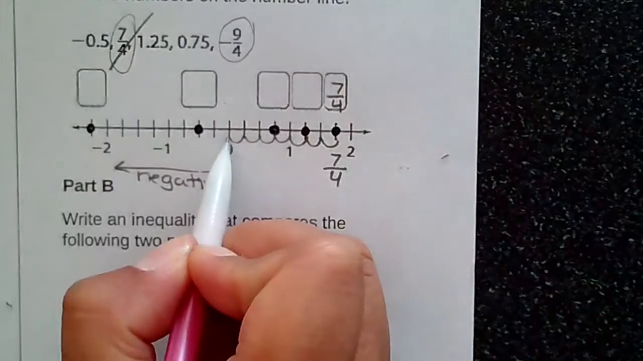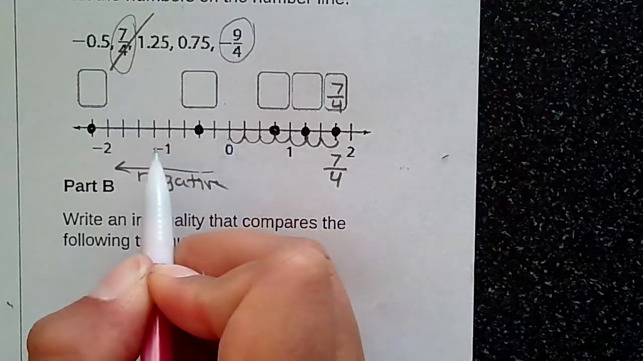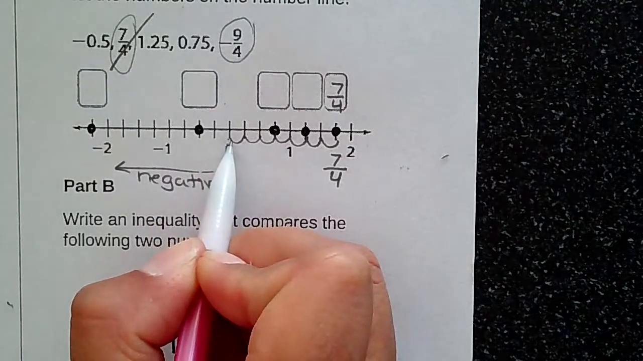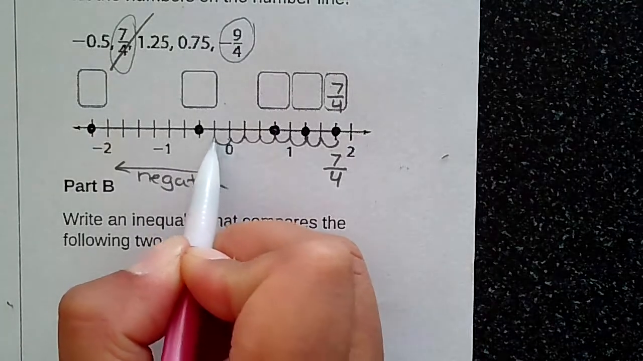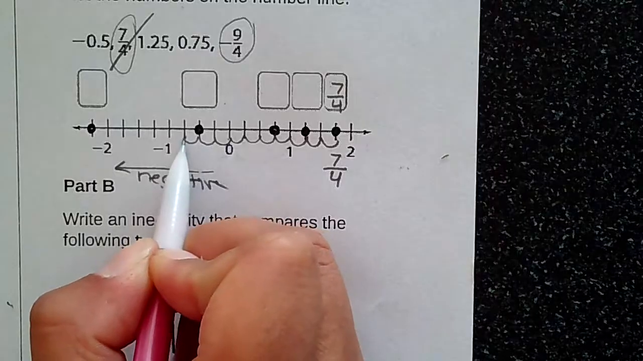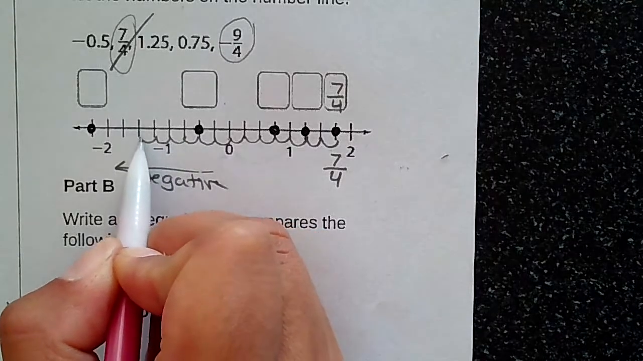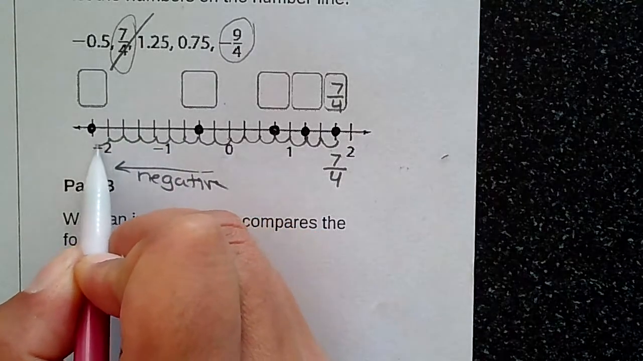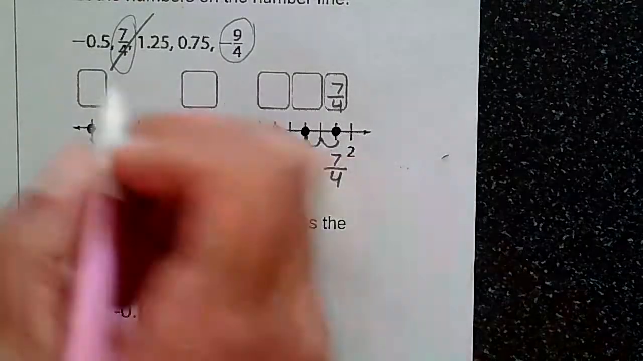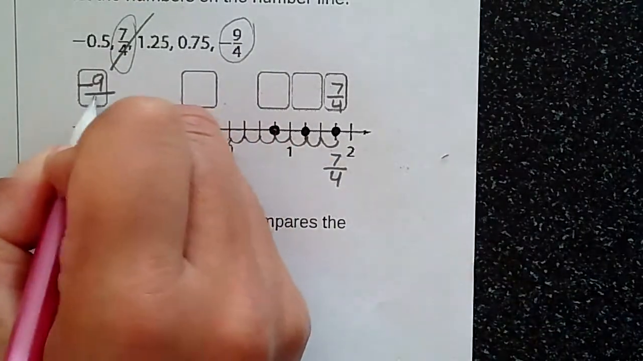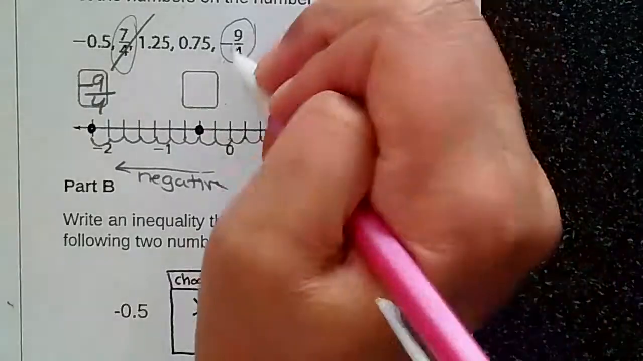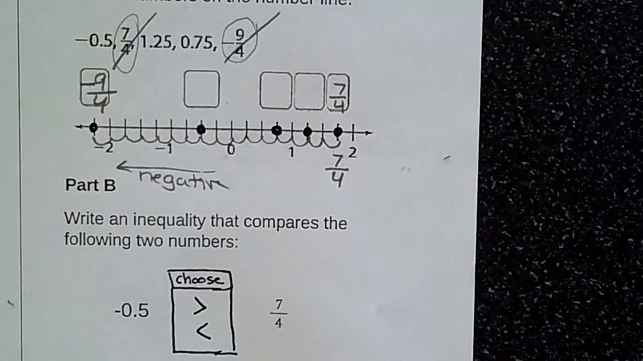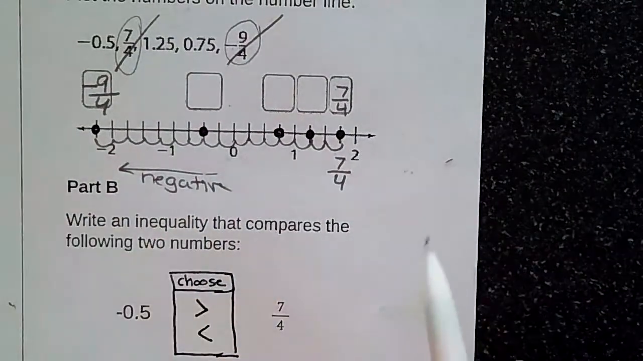So I'm going to start at the 0 and I'm going to count left into negative land 9 places. 1, 2, 3, 4, 5, 6, 7, 8, 9. -9/4. Cross that one off. Now I'm going to look at the decimal numbers that I have.